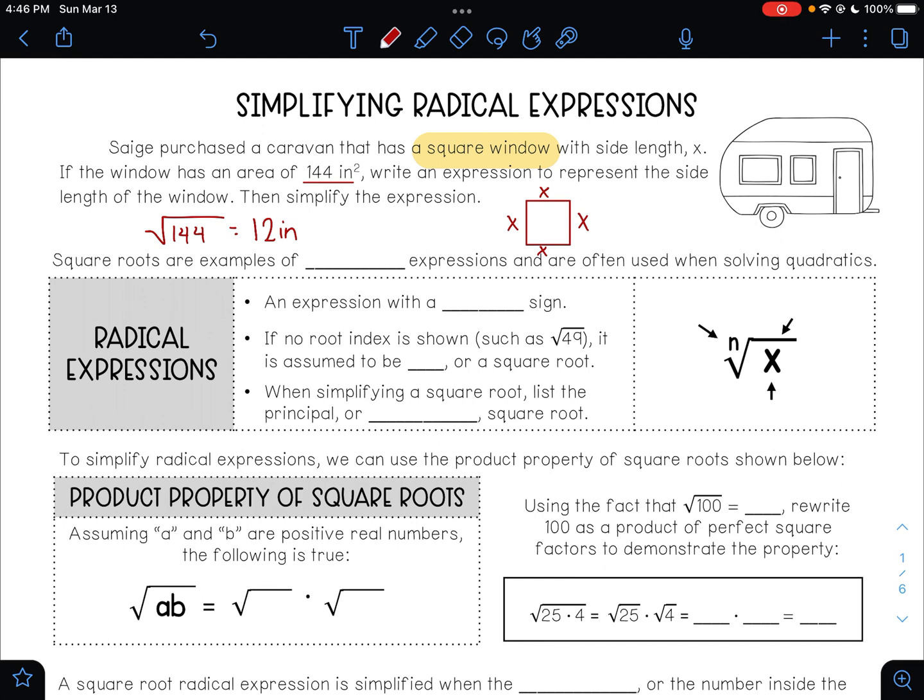Now, square roots are examples of radical expressions. So let's write that in. And they are often used when solving quadratics. So let's talk a little bit about radicals. A radical expression has a radical sign.